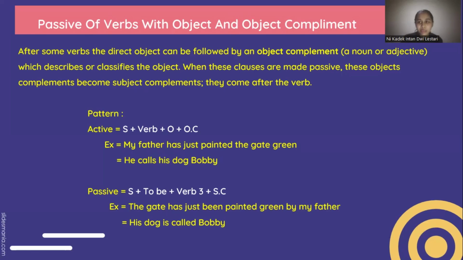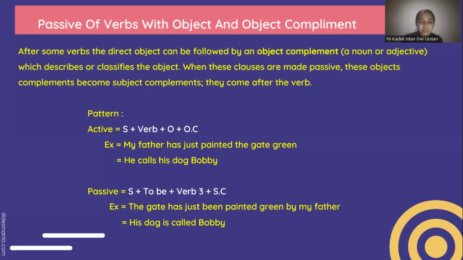So the pattern here for the active sentence is subject plus verb plus object plus object complement. For the example, my father has just painted the gate green. Another example is he calls his dog Bobby.